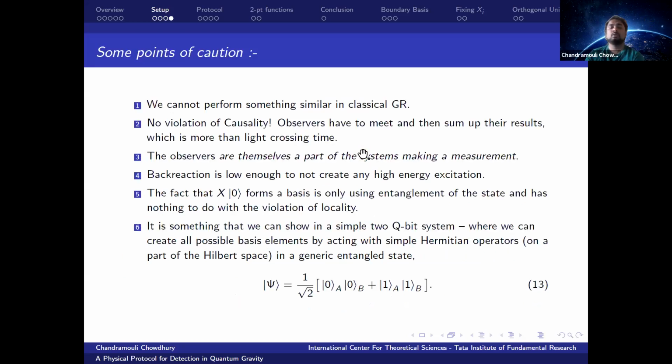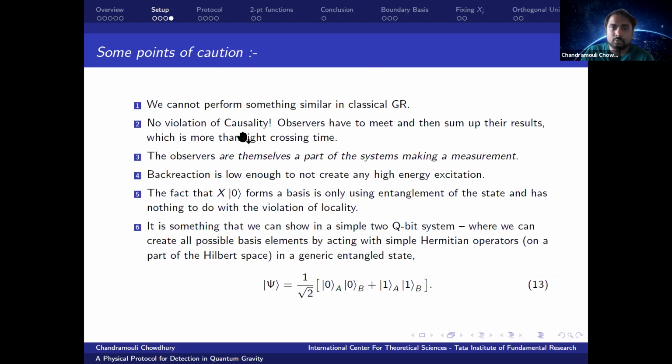Okay. Now some points of caution. We cannot perform something similar in classical GR. Because in classical GR, due to things like Birkhoff's theorem and some variations of that, you can always think of the total mass being conserved at infinity, but the state inside you can always smear in any way you want to.